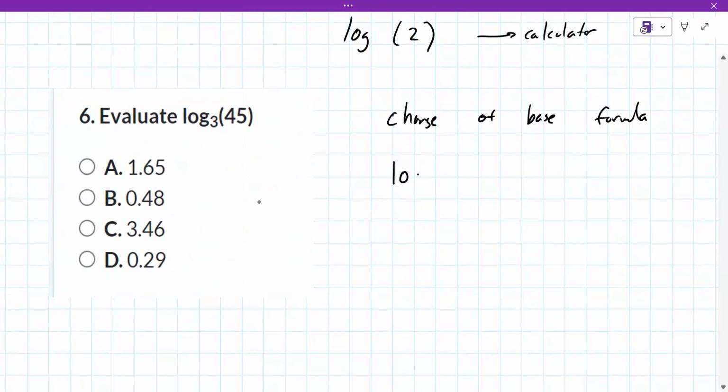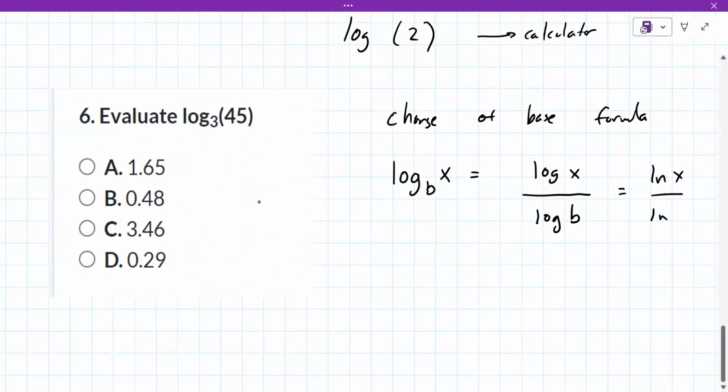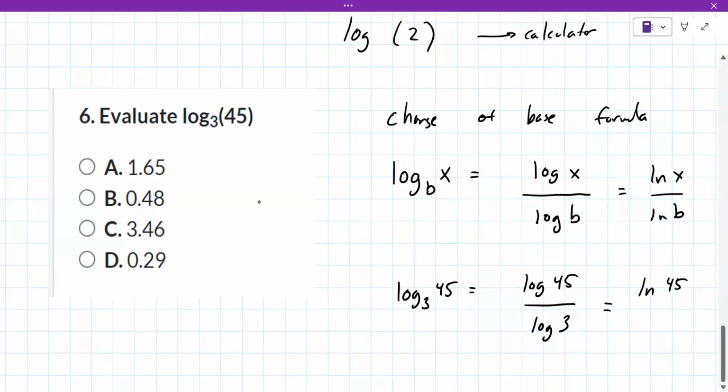And it simply looks like this: log base b of x becomes log of x over log of b. It can also be written as the natural log of x over the natural log of b. All right, so in your problem here, it's log base 3 of 45. This becomes log of 45 over log of 3. Or if you prefer natural logarithms, natural log of 45 over natural log of 3.